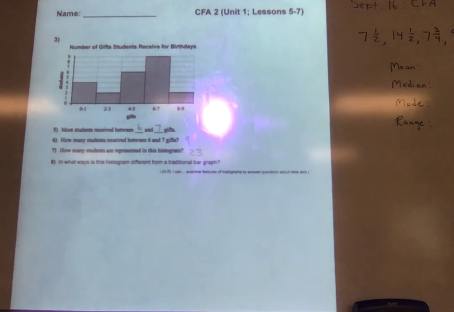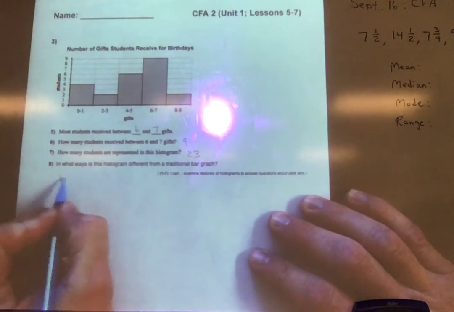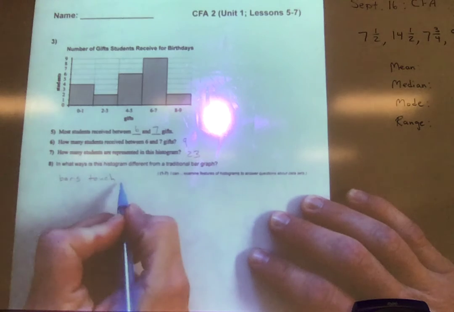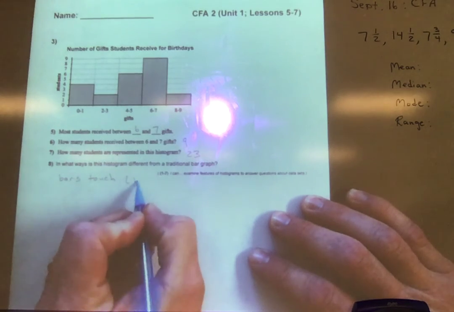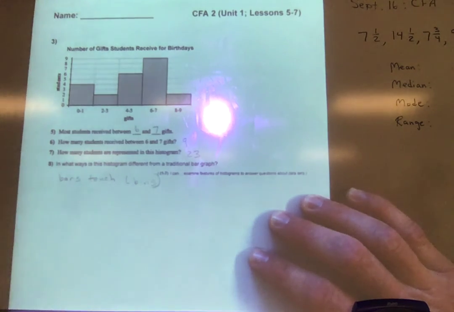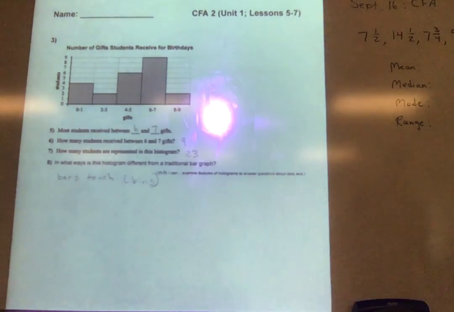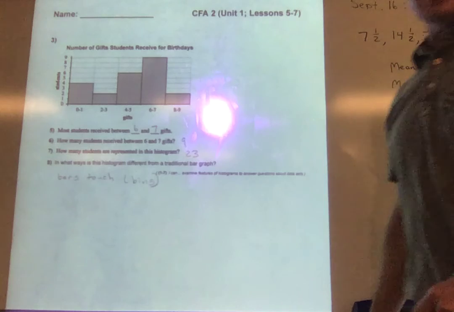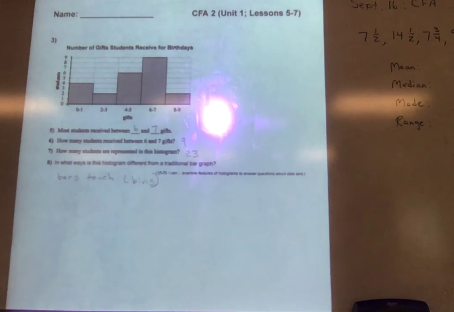So to wrap up here, in what ways is the histogram different from a traditional bar graph? Remember, the bars touch in a histogram, and actually we call them bins and not bars. These are bins, and we think about how many fall into these bins. So it's a little bit different than a traditional bar graph. And those are the answers for the different CFA questions we studied last week.